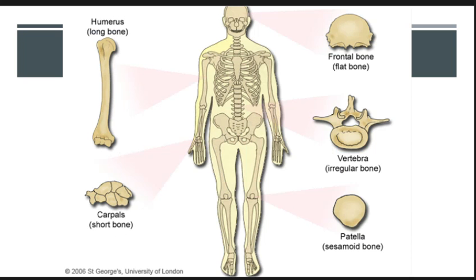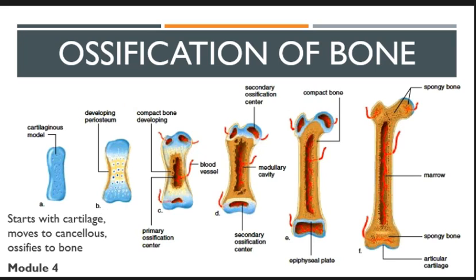Here's a long bone. Here's some short bones. Irregular, notice we're looking at a vertebra. The patella is our sesamoid, and then the frontal flat bone right there. Okay. Now, ossification of bone. What happens with bone is it all starts off very soft, and it hardens over time. All bone starts with cartilage.